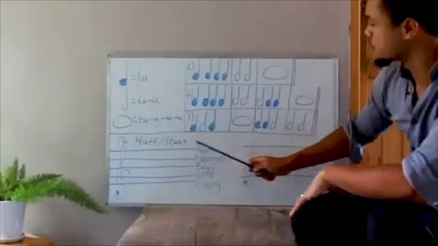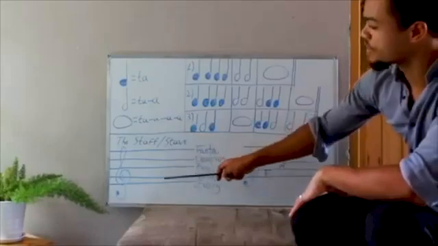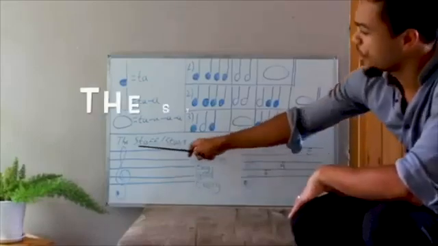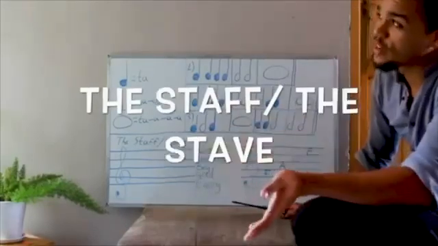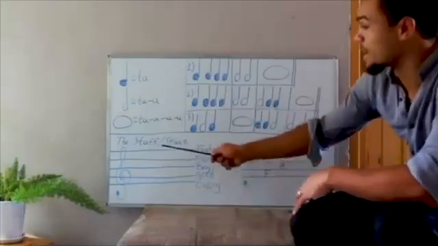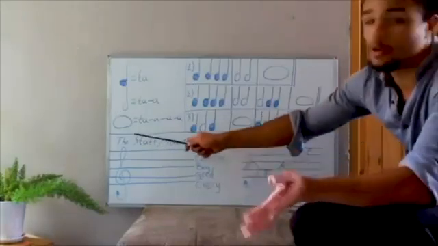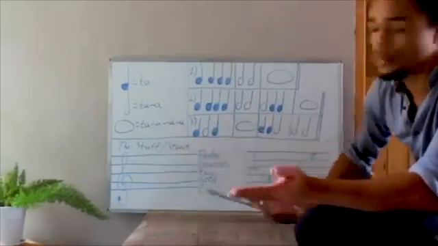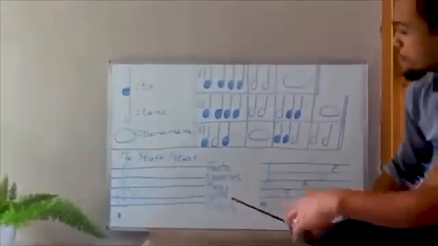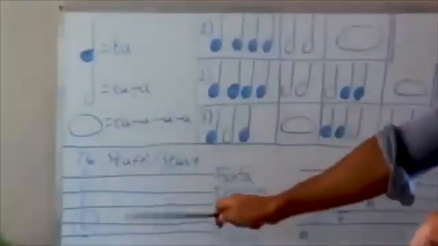So, first thing we need to know is, what is the name of these 5 lines? The name of the 5 lines is the staff. And just like in music, everything has 2 names. So it can also be called the stave. You pick whichever one you want. You can call it the staff, the stave. I'm going to call it the staff for now. So these 5 lines are the staff.